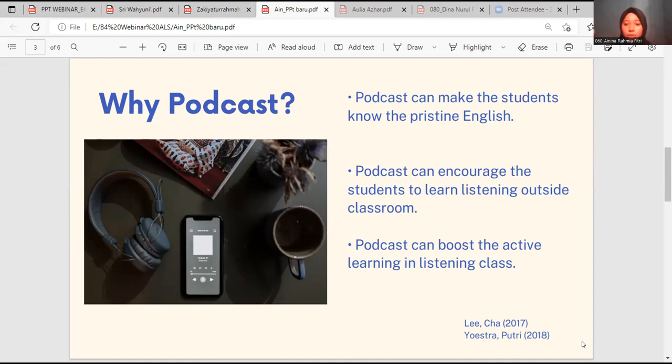And the last reason is that podcasts can boost active learning in listening class. Using podcasts as media can stimulate the teacher to make an active class. According to Stanley in 2006, he believes that when a podcast is successfully applied in class, the teacher can encourage the class to be an active class.